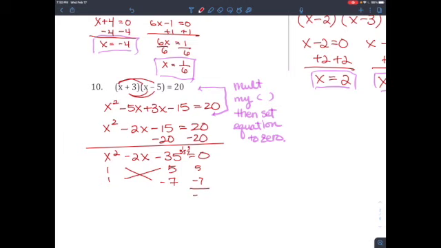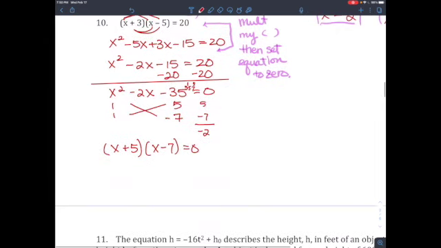That's how I get the negative 2. And that's how I get my negative 35. And the answer is going to be x. The factors are going to be x plus 5 times x minus 7 equals 0. And then set them equal to 0.